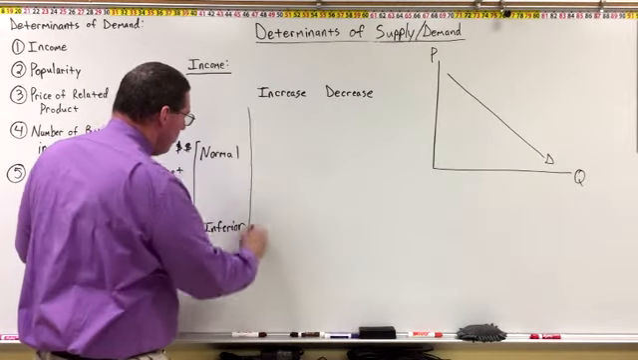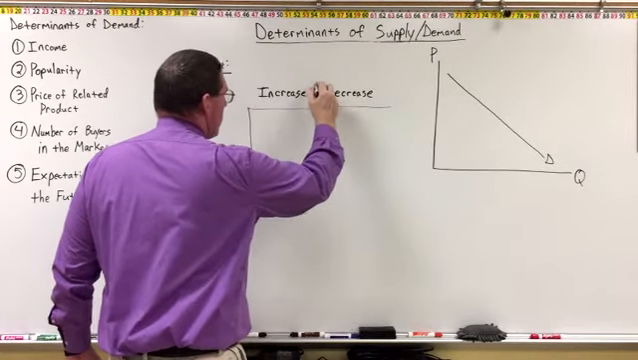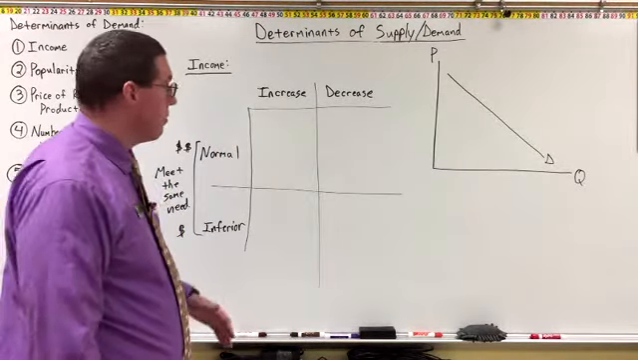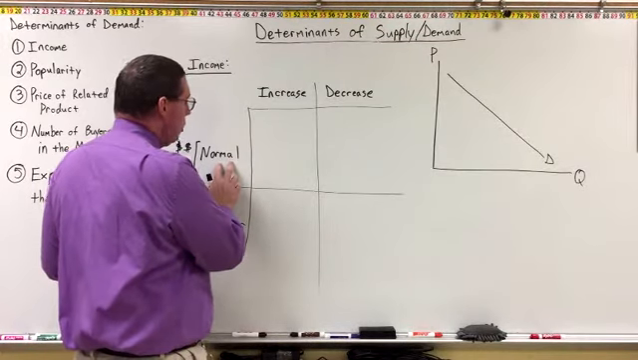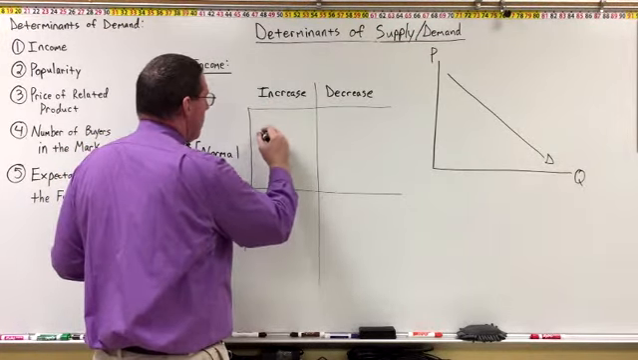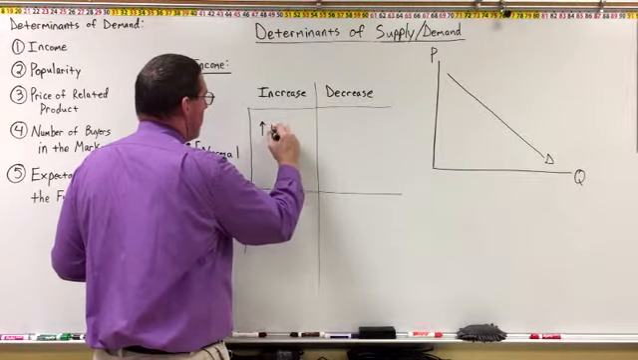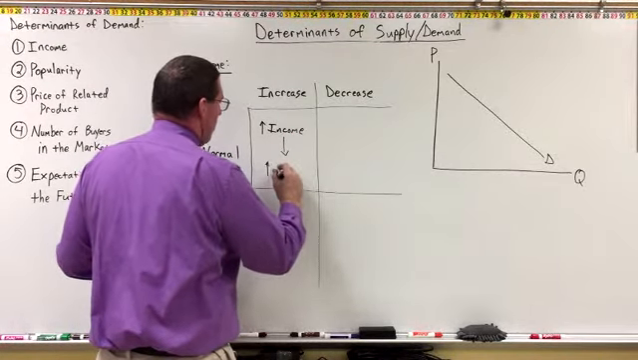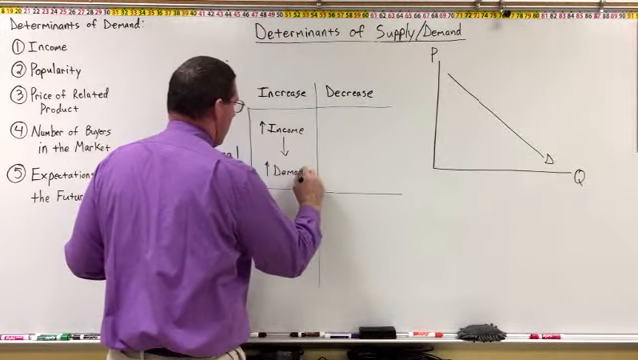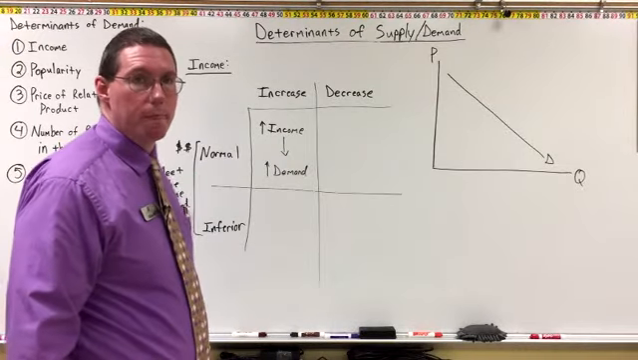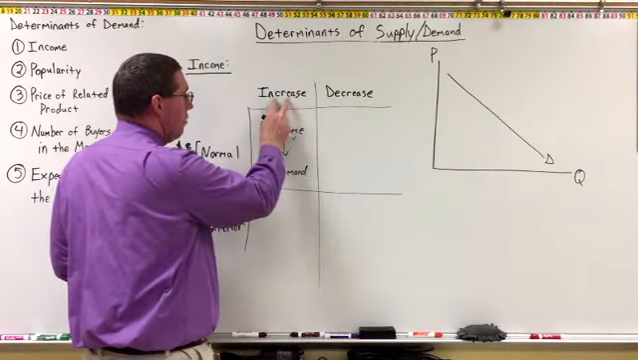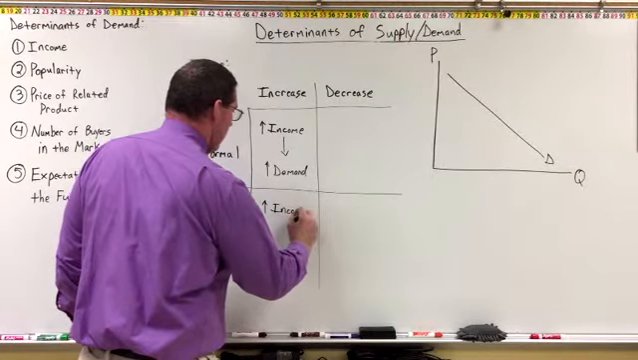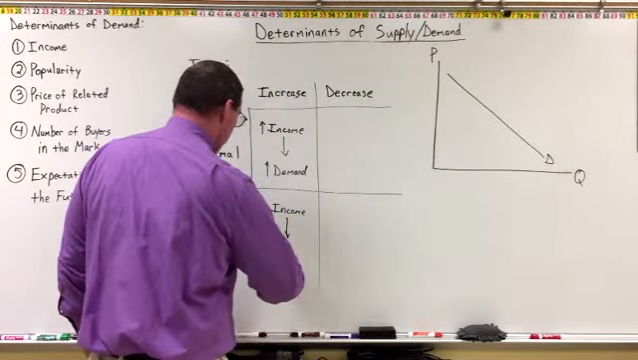What happens to demand when income increases or decreases depends on whether the product is a normal good or an inferior good. And here's the idea. If the product is a normal good, then when people have more money, when income increases, the increase in income will typically lead to an increase in demand for a normal good. Whereas, now here's the interesting thing, if income goes up, it'll usually lead to a decrease in demand for inferior goods.